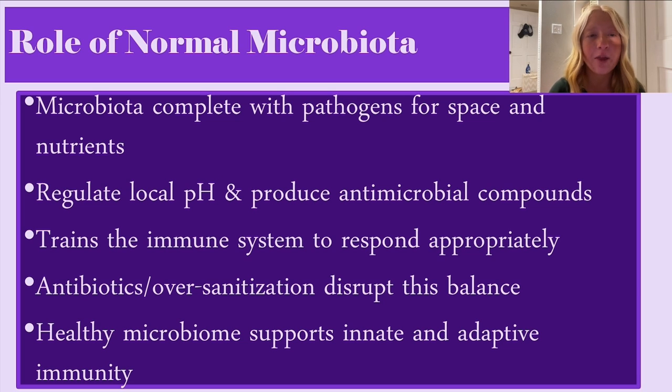So now I'm going to talk about the role of the normal microbiota. This is the collection of microbes that naturally live on us and inside us, and they play a major protective role. They prevent harmful organisms from taking hold or occupying space, and they consume nutrients and even release chemicals. And this is competitive exclusion, which is a crucial part of the first line of defense.